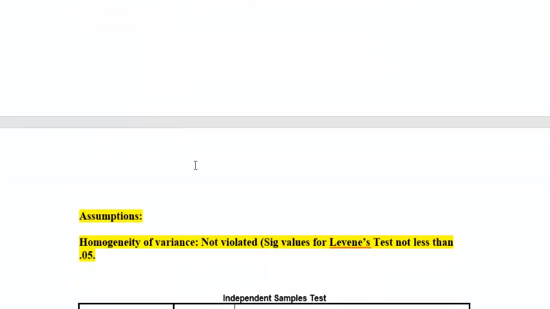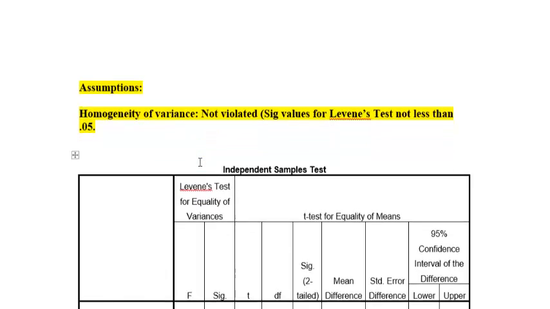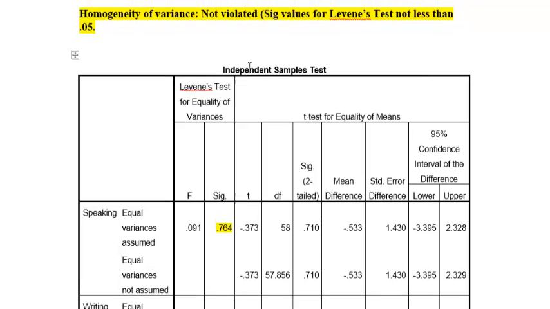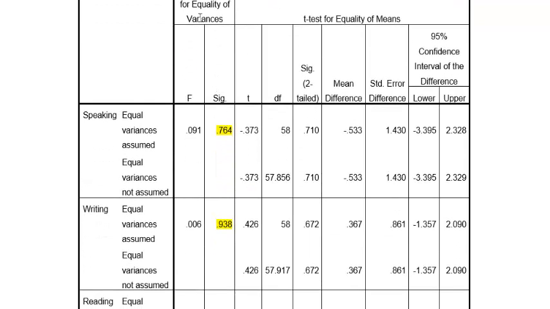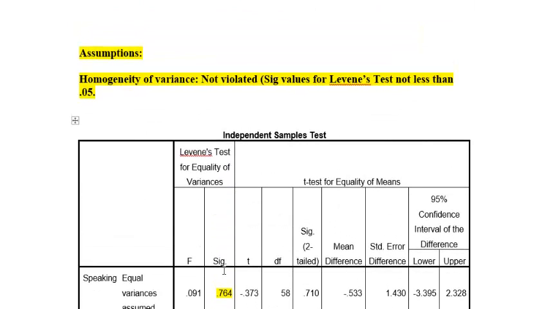The last assumption is homogeneity of variance. In other words, the spread of the test scores should be relatively the same between the males and females. So we ran the Levene's test, and because none of these were less than 0.05, that means it did not violate the assumption of homogeneity of variance, but it did violate the assumption of normality.